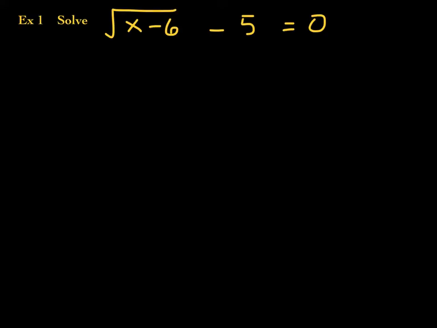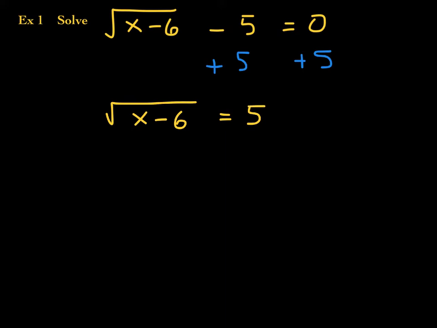All right, example 1, let's solve this radical equation. Like I said, there's only one radical here, and this is what we need to isolate, which means we need this minus 5 to be sent over to the other side of the equation. You can do that by adding 5 to both sides. So let's add 5 here, add 5 there, and what you get as a result is the square root of x minus 6 is equal to positive 5.